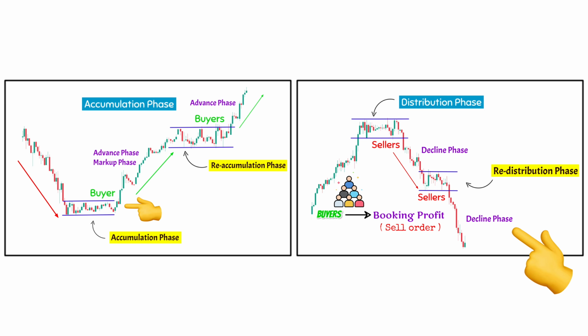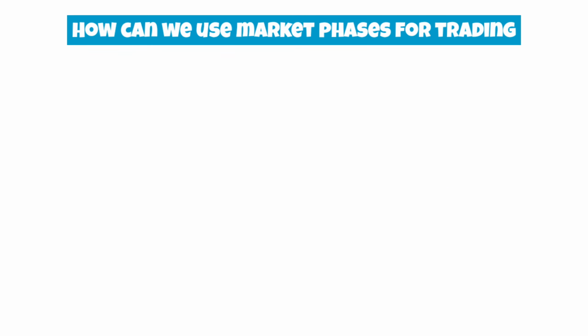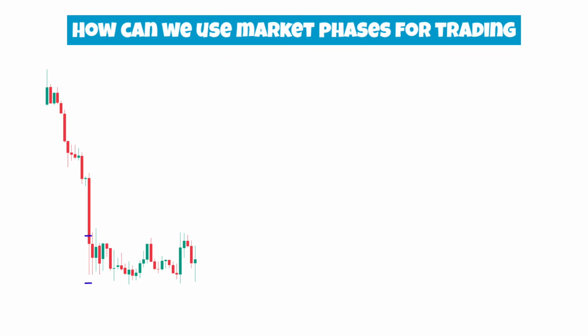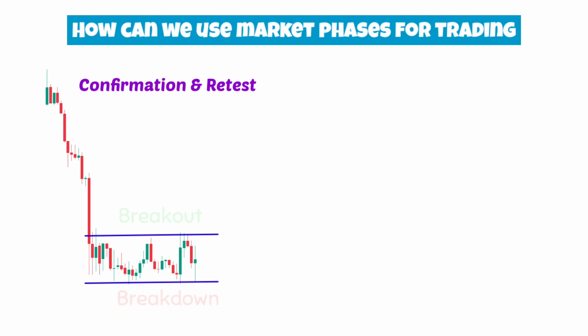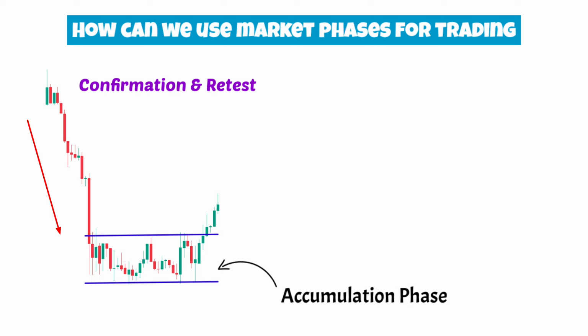Now let's discuss the most important part. How can we use market phases for trading? First of all, never take trades directly on a breakout or breakdown. Always wait for confirmation and a retest. For example, suppose the market is in a downtrend. Then a range forms. After that, price breaks above the resistance level. This tells us that the accumulation phase has been confirmed. At this point, we start looking for buying opportunities.